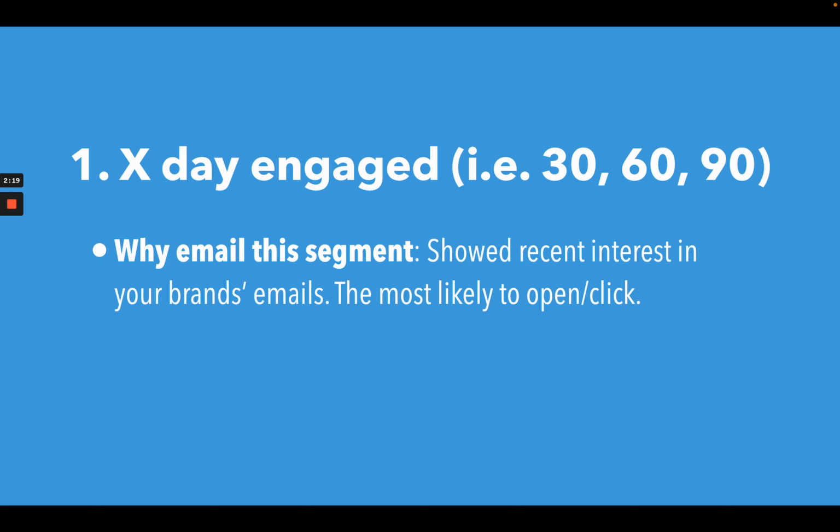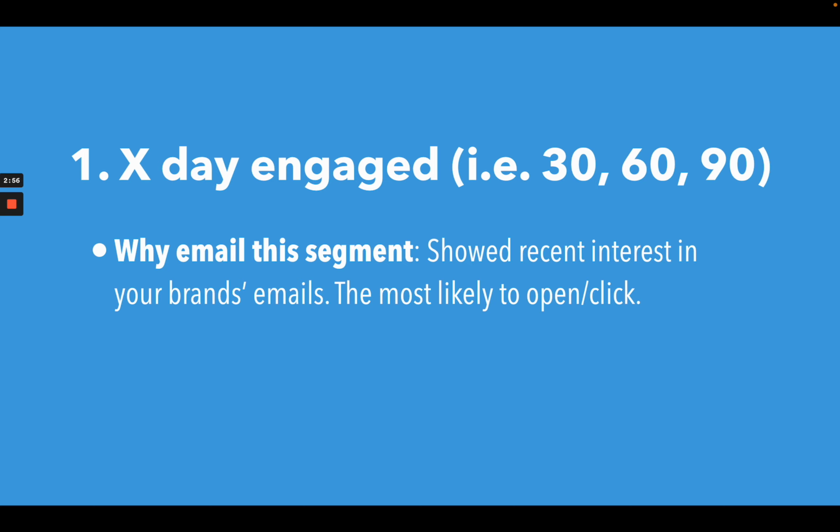So the first one is the X-day engaged. Whether this is the 30-day engaged, the 60-day, 90-day, 120, 180, whatever it is, it's a segment of your audience that has clicked or opened in the last X amount of time. So why email this segment? By the way, these aren't in any particular order. It's just the top 8 that we find generate the most revenue for our clients, and we email mostly.